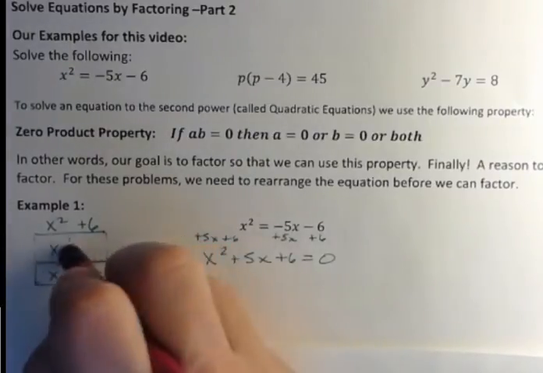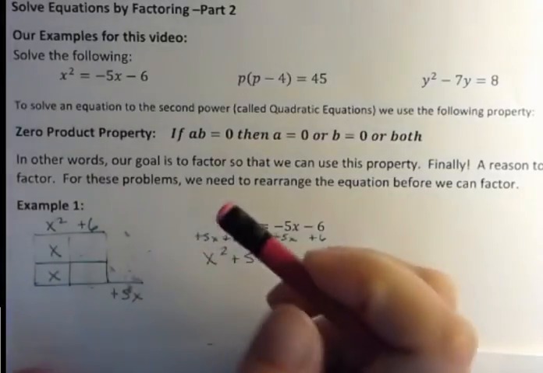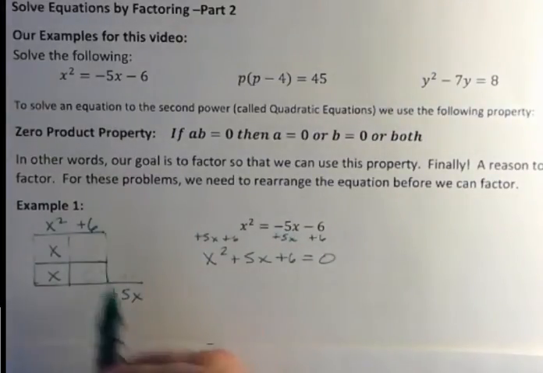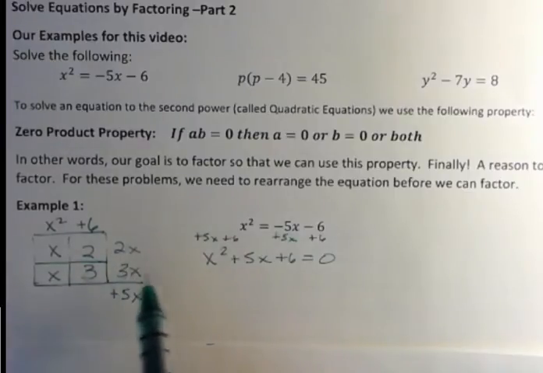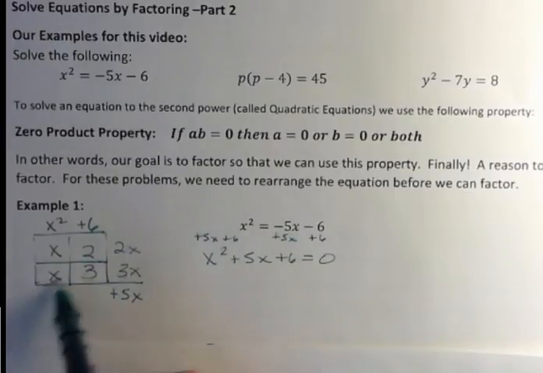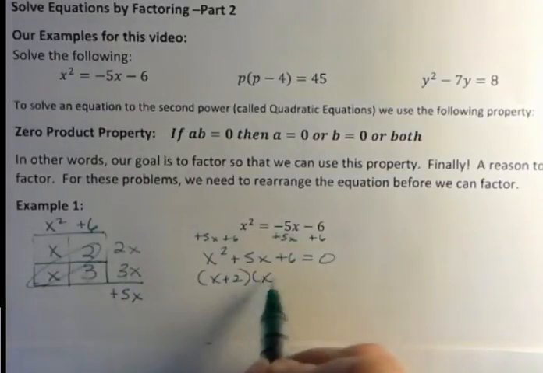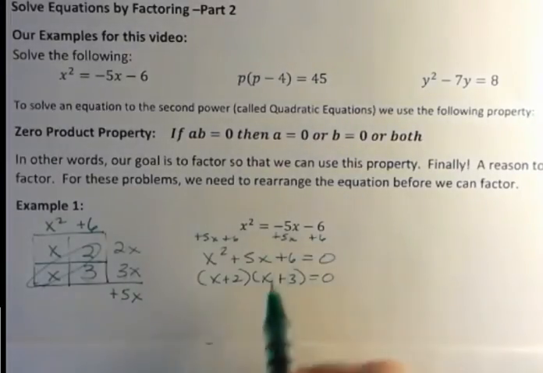So if you really are careful about your signs, you should be able to catch that it's not going to be 6 and 1. This is a tricky one because another way to get to 5 would be 2 and 3. Multiplying across would be 2x and 3x, and that would add up to 5x. So our answer is actually x plus 2 and x plus 3. That's our factored form.